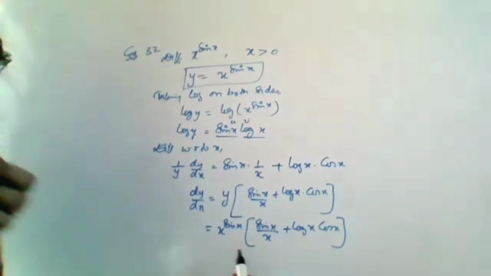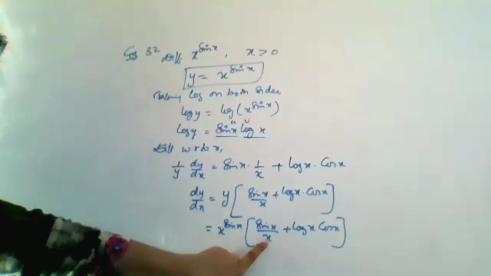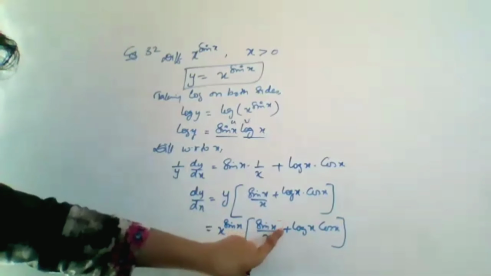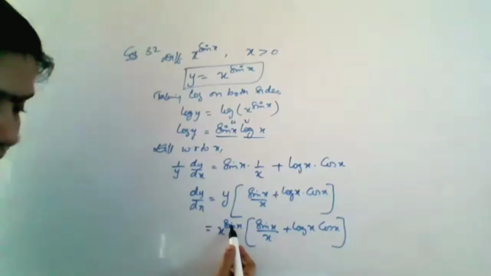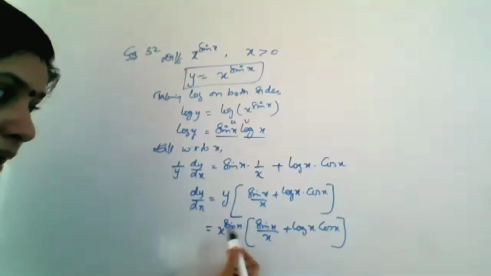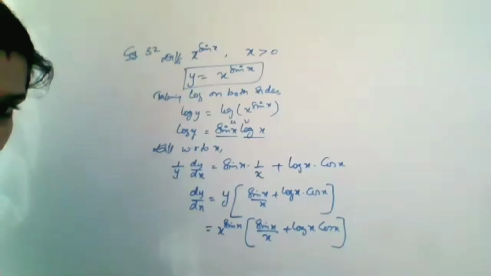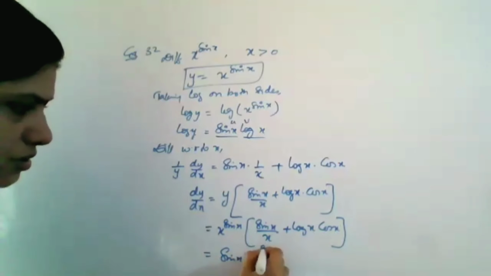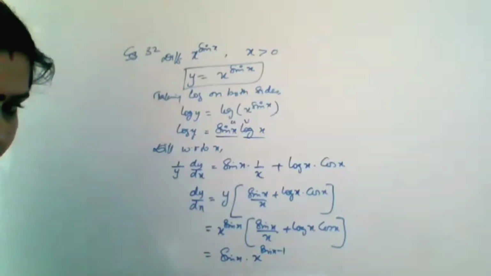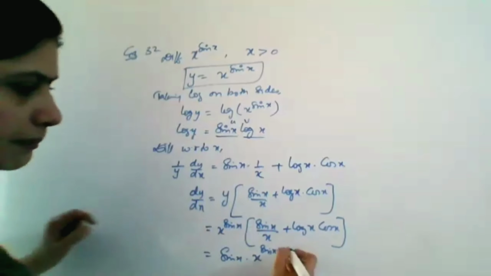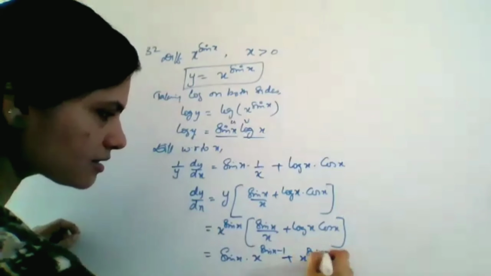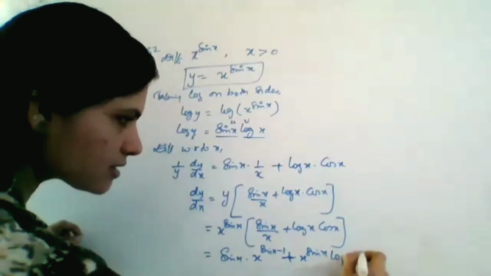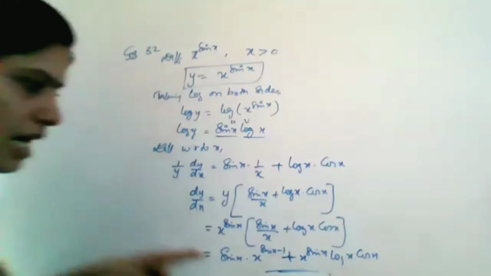Now if you want, because you have an x here, this is x raised to minus 1 when taken to the numerator. This is also x raised to something. So you can just combine these two terms if you want. That is not compulsory. If you want, you will write sin x into x raised to sin x minus 1 plus x raised to sin x log x cos x.